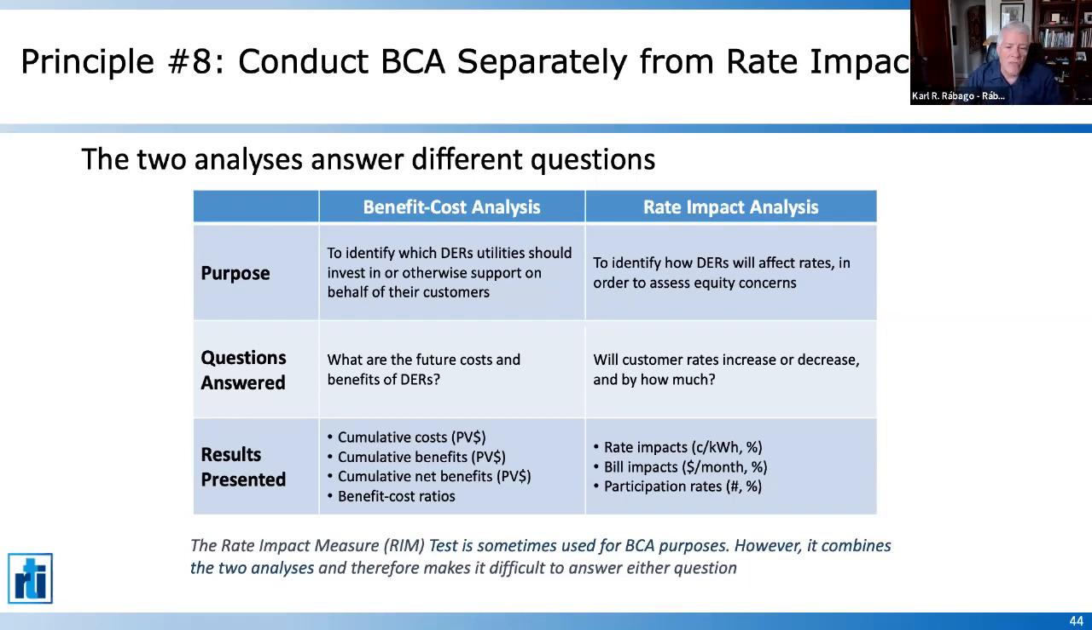And you can see the difference come up in the way the results are presented. Cumulative present values, cumulative net benefits, and benefit cost ratios, while rate impact analysis says, what's this going to come out to be in terms of cents per kilowatt hour or percent or bill impacts or participation rates? So it shouldn't pretend that it's a benefit cost analysis, even if it is a valuable analysis.